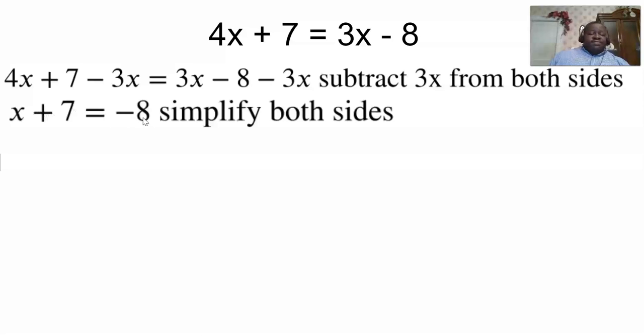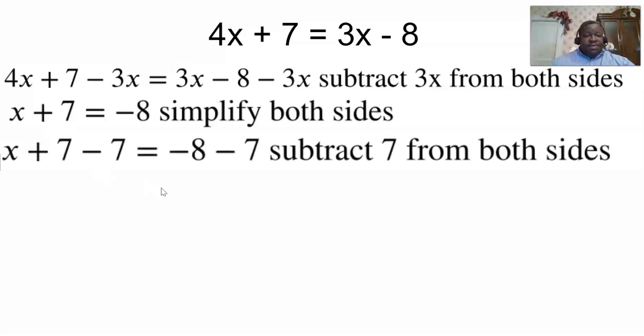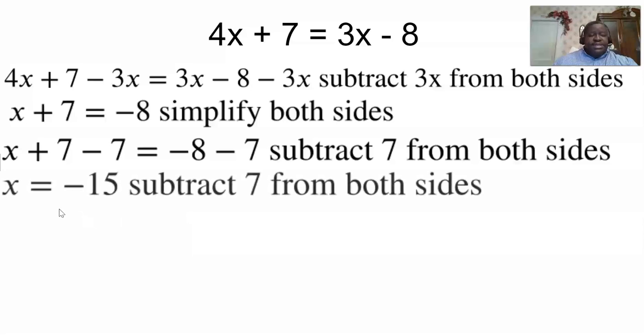Now, in order to finish the problem, we need the x by itself. So we're going to have to move this positive 7. To move the positive 7, we're going to subtract 7 from both sides of the equation because it's adding. So we have x + 7 - 7 = -8 - 7. When we simplify, x = -15.